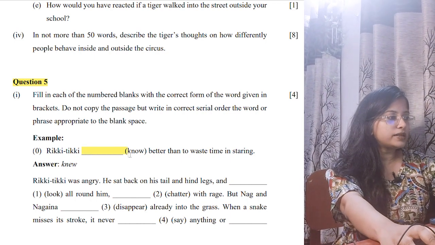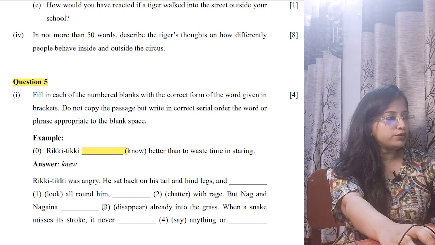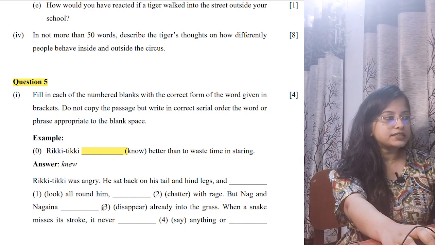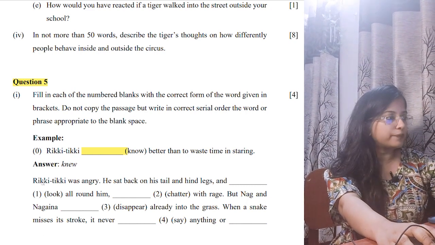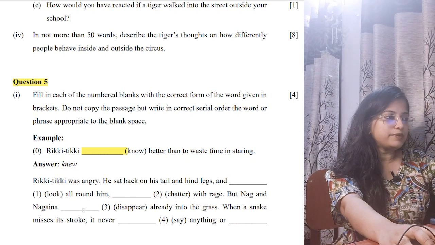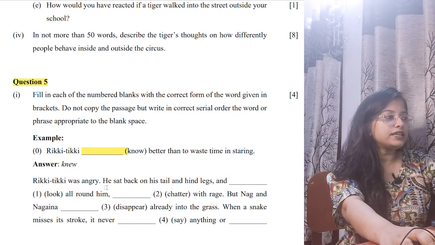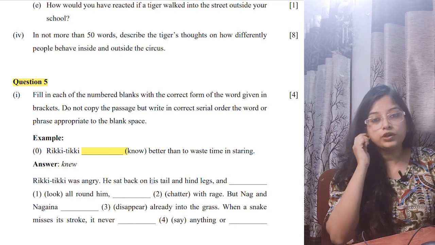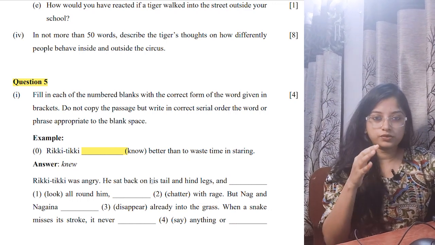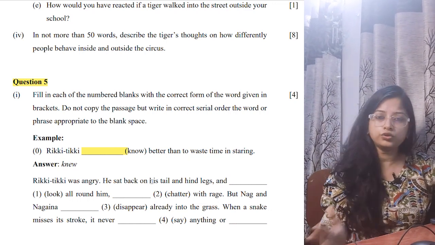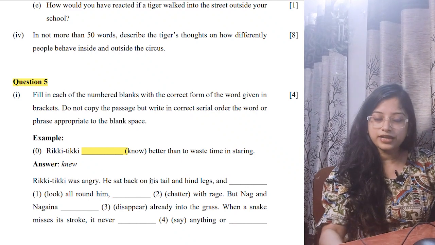Now let us see, the first one is done for you. Rikki Tikki knew better than to waste time in staring. Better than to waste time in staring. Rikki Tikki was angry. He sat back. How will you do this? First you will go through it once. Whether you understand the passage or not, go through it, just like you go through your comprehension.